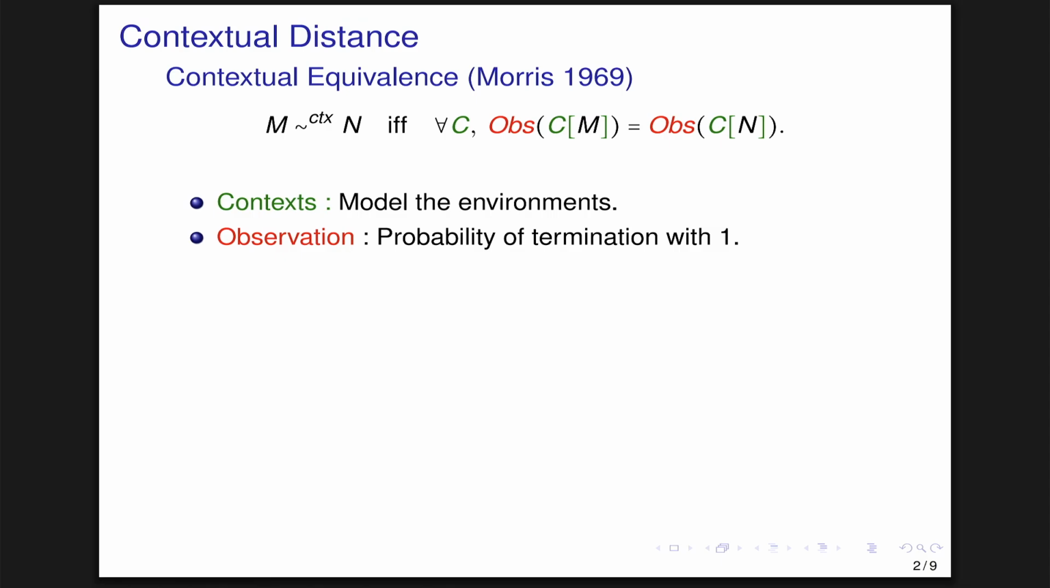So contexts model the environments. They are programs in the same language, and each context contains an occurrence of a hole. When we put a program M in the hole of a context C, we get a program C of M, and the observation is what we can observe from the execution. Here we are in the probabilistic case, so we can observe the probability of termination with the value 1.